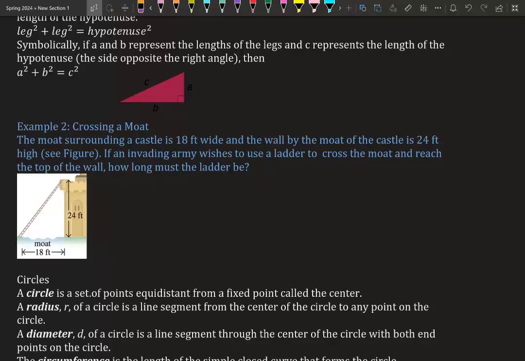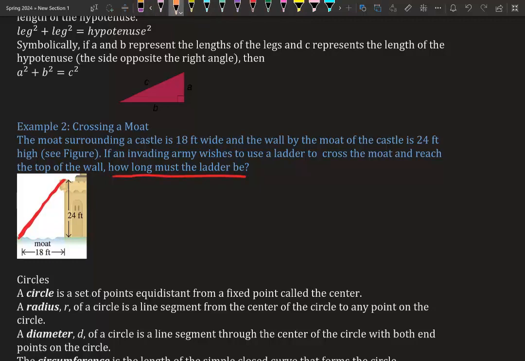The moat surrounding a castle is 18 feet wide, and the wall by the moat of the castle is 24 feet high. See the figure. If an invading army wishes to use a ladder to cross the moat and reach the top of the wall, how long must the ladder be? So that's what it's asking. How long must the ladder be? So we're looking for this one right here.